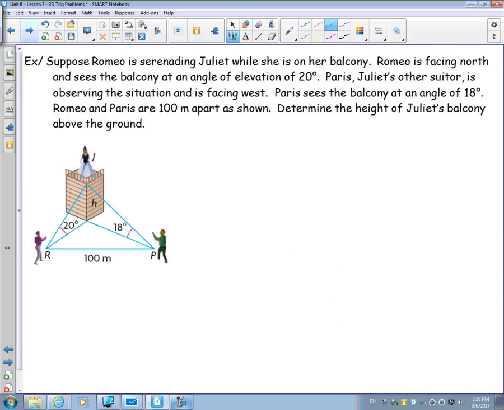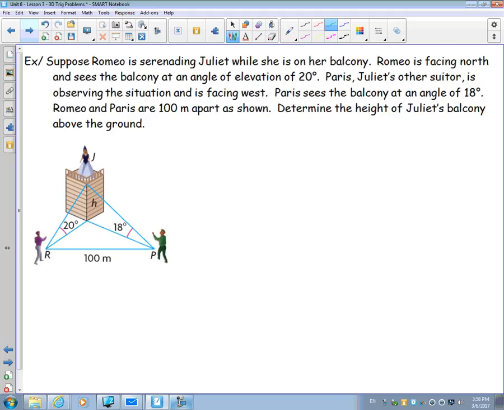Okay, last one. I'm going to combine some English in here for you. Suppose Romeo is serenading Juliet when she's on her balcony. Romeo is facing north and seeing the balcony at an angle of elevation of 20. Paris, Juliet's other suitor, is observing the situation, facing west. Paris sees the balcony at an angle of 18. Romeo and Paris are shown 100 meters apart. Figure out the height of Juliet's balcony.